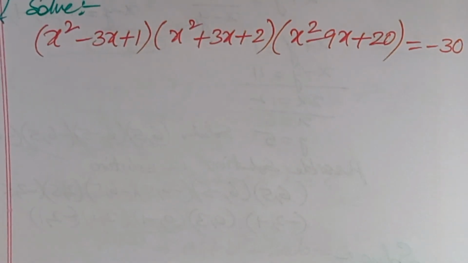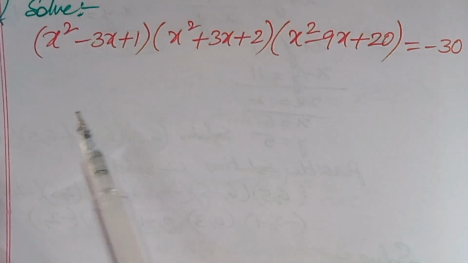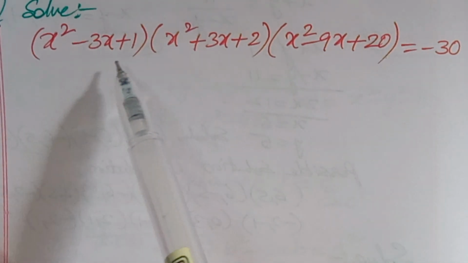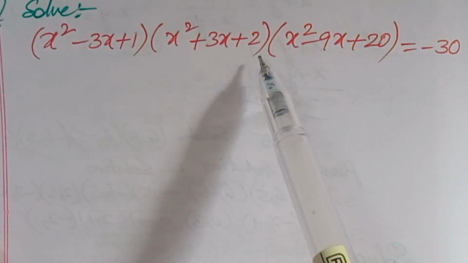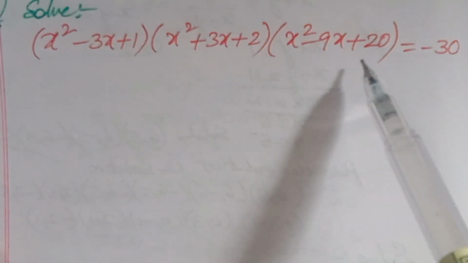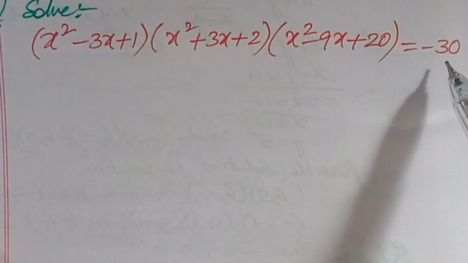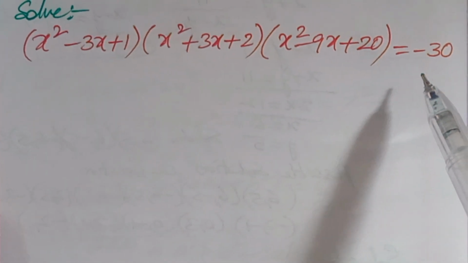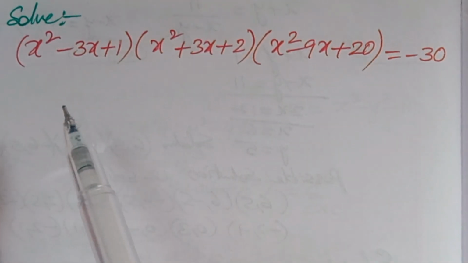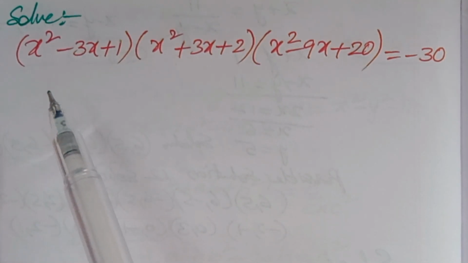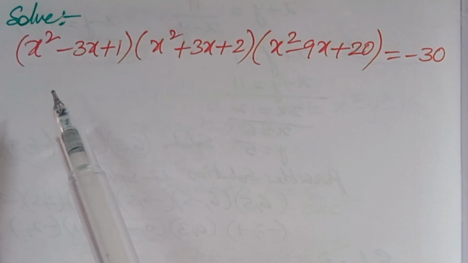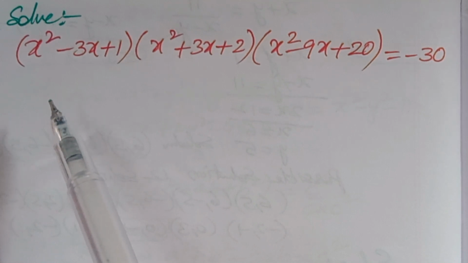Today we are looking at one logical question. The question is given: solve (x² − 3x + 1)(x² + 3x + 2)(x² − 9x + 20) = −30. We have to find the value of x. So here some logic is there. That's why this problem is selected. As you are going to solve this problem, pause the video for 10 seconds and try it.